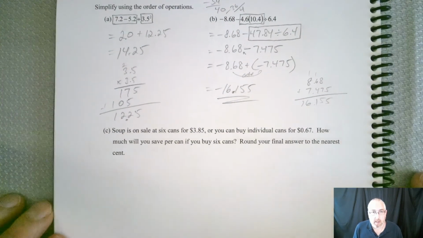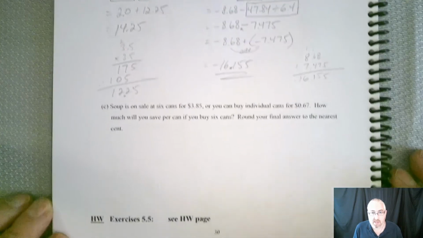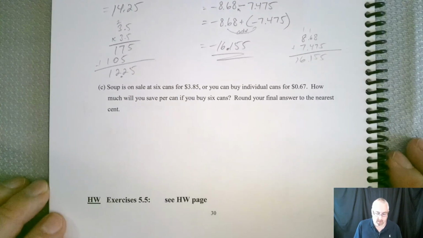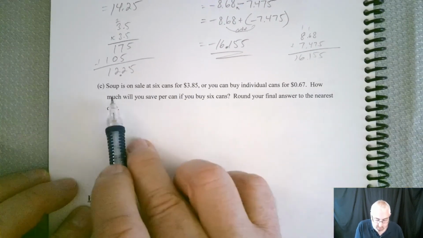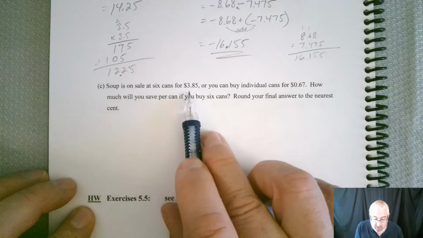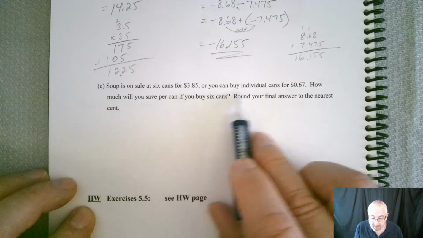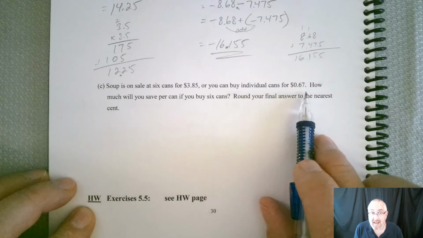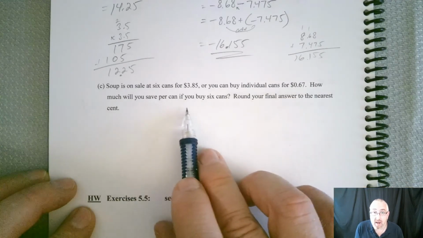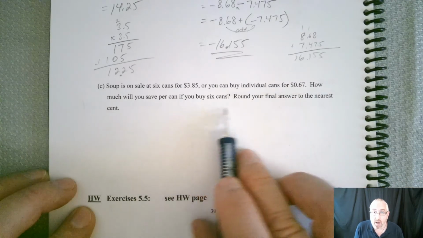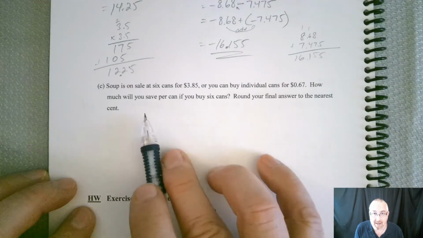All right. I know this video is long, but let's squeeze in this last problem. I know you can do it. Soup is on sale at 6 cans for $3.85, or you could buy individual cans for 67 cents. How much will you save per can if you buy 6 cans? Round your final answer to the nearest cent.